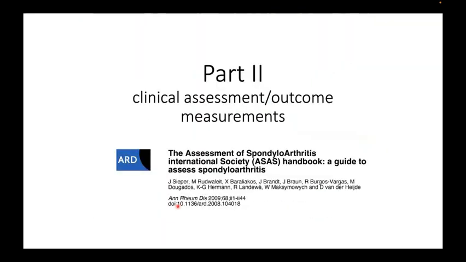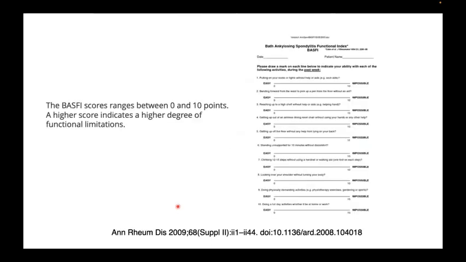And this is part 1. Now we will go to part 2, which is clinical assessment and outcome measurements. I will start with the first tool, which is the Bath Ankylosing Spondylitis Functional Index, which we name BASFI.